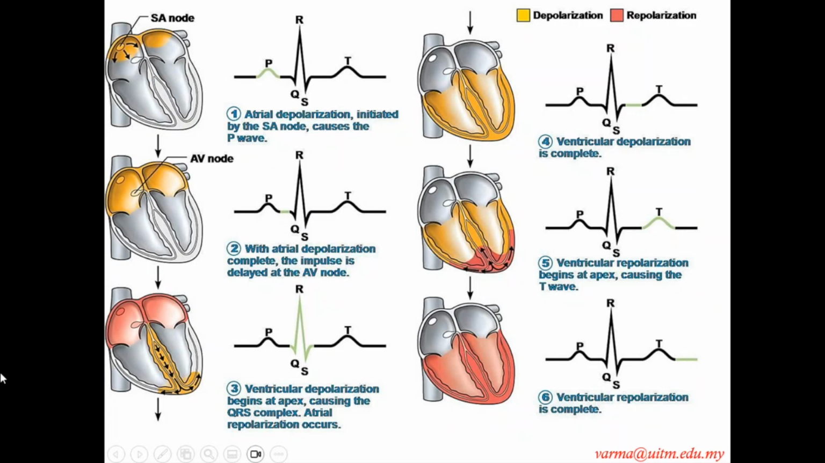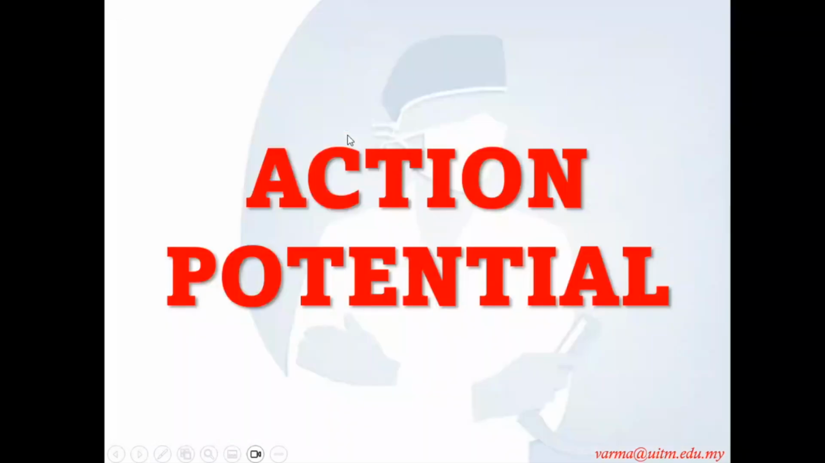This is how the conduction system and its reflection appear in your ECG. So you have to know this as well. Now we come to action potential, another 15 minutes, then another half an hour on antiarrhythmics.